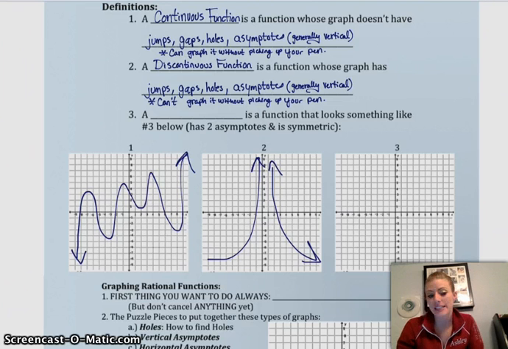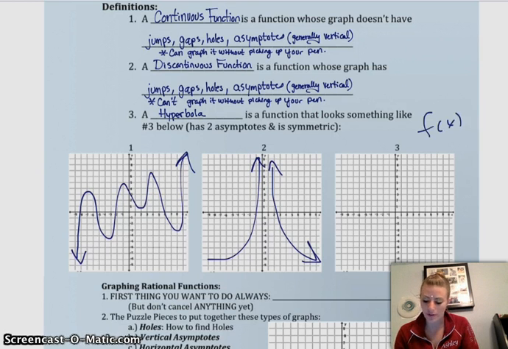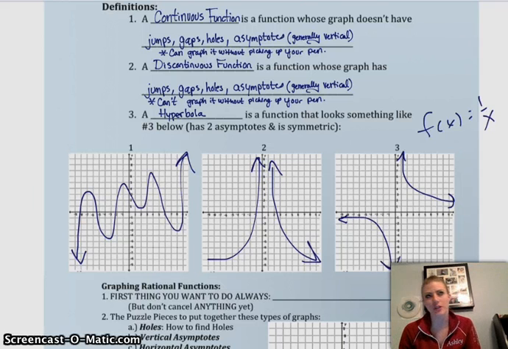Okay, lastly is a hyperbola, which the parent function hyperbola is f of x equals 1 over x, right? And we know what that looks like. Looks something like that. So any transformation really of that is a hyperbola.